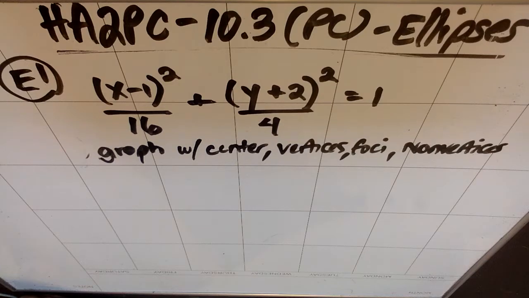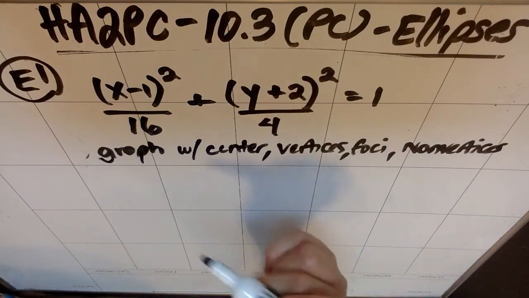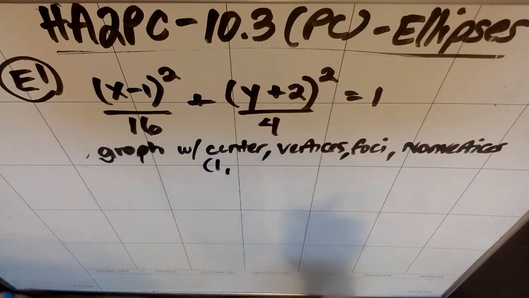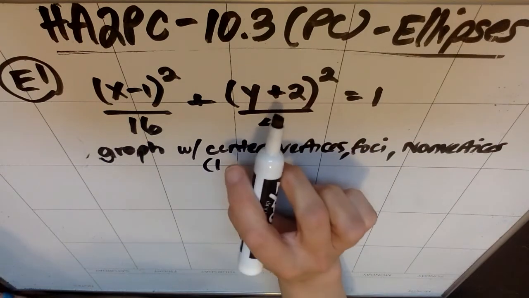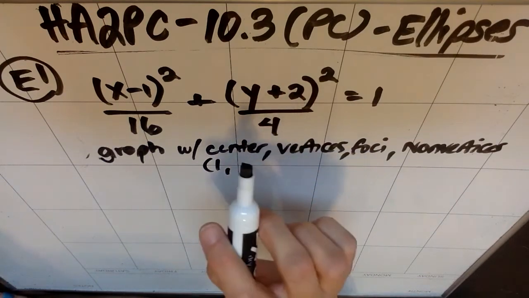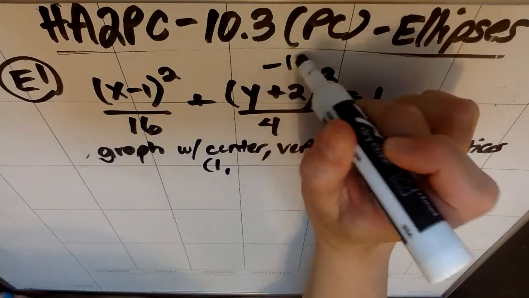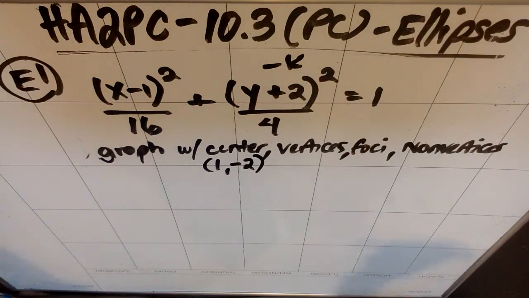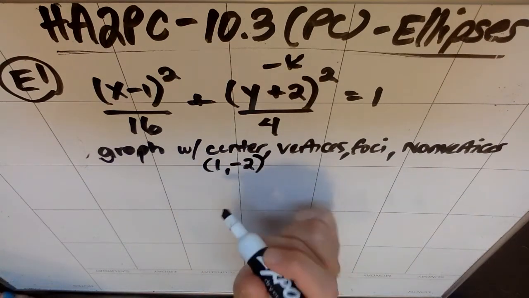So we're going to see what this looks like, right? First thing I need to do is identify what the center is. Remember that this is x minus h, so h is 1, and then y minus k. So my k must be negative 2, because it's supposed to be y minus k. If this was minus k, then minus k is the same as positive 2, which means my center is at 1 comma negative 2, right? That's the first thing I have to figure out.